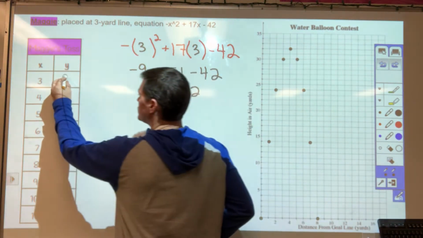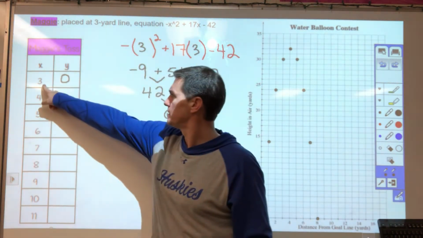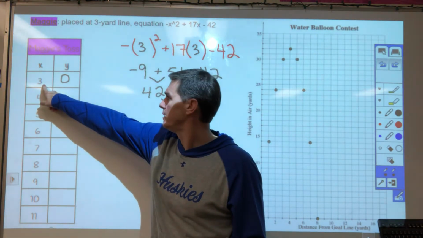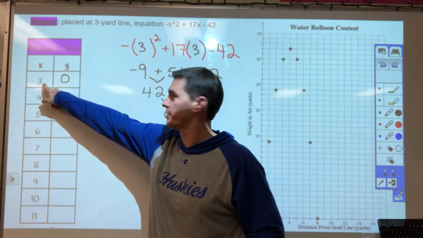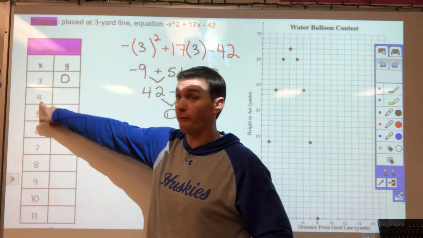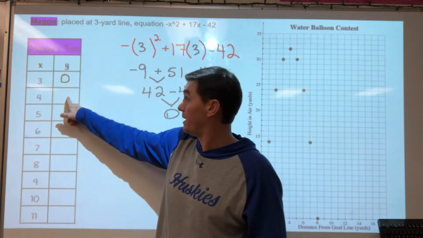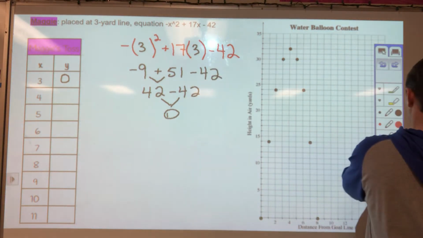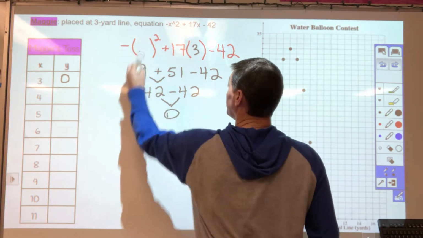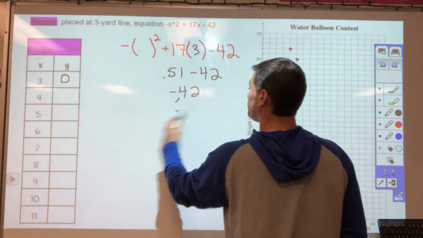Well, that should make some sense, because if she launches at 3, what's the height? The height is still 0. She's barely launched it from the 3-yard line. So we'd expect 4 to have a little bit bigger of a value because after we've launched it, now it's going up in the air. So let's take a look at what happens here for 4.